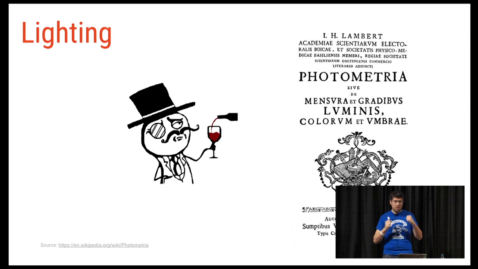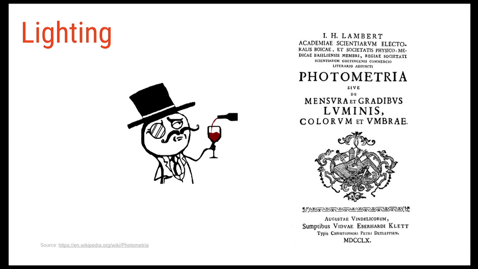Lighting is super exciting. So we'll learn how to implement Lambertian reflectance. Lambertian reflectance is named after Johann Heinrich Lambert, who introduced the concept of perfect diffusion in his 1760 book Photometria.